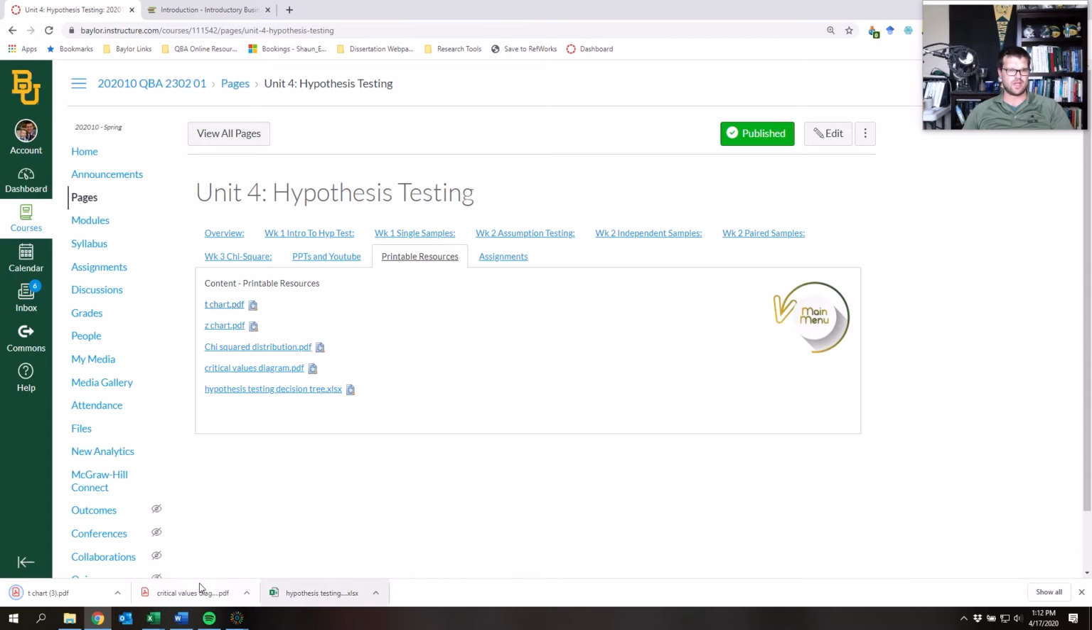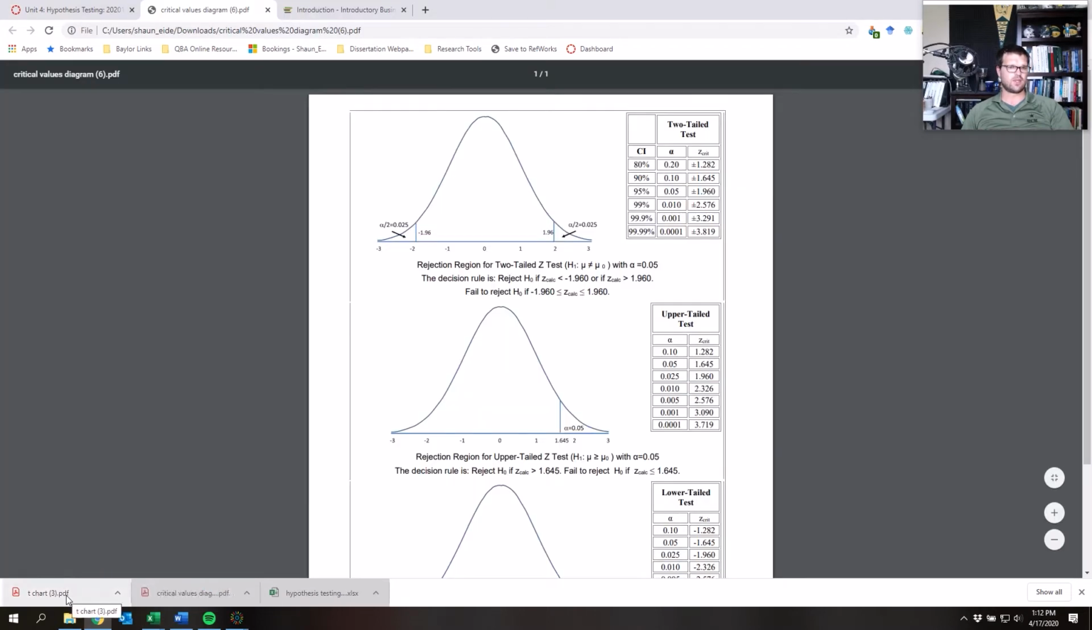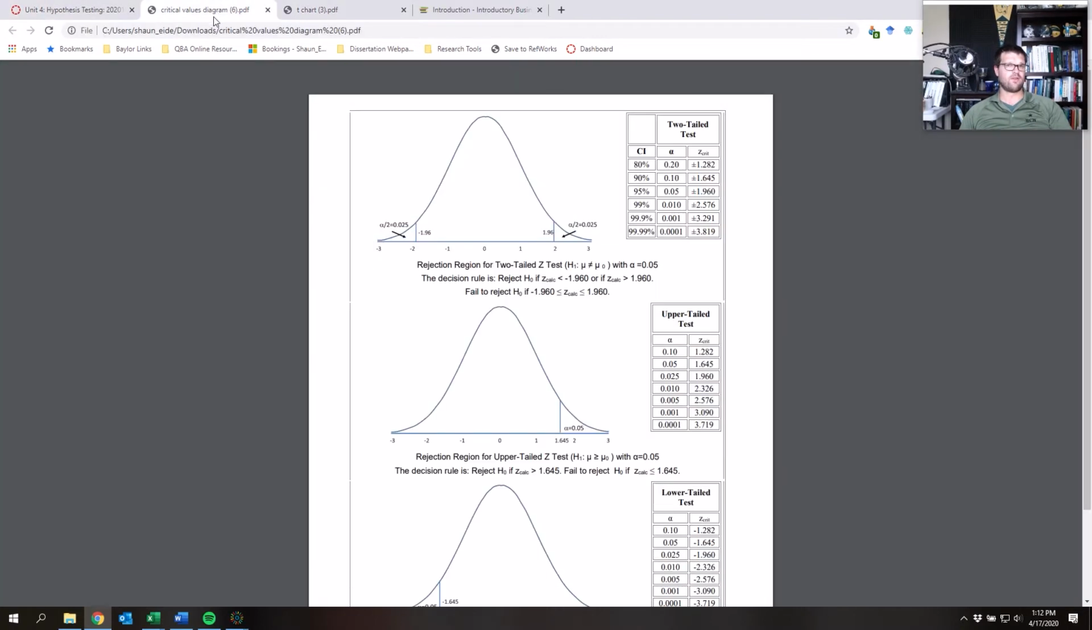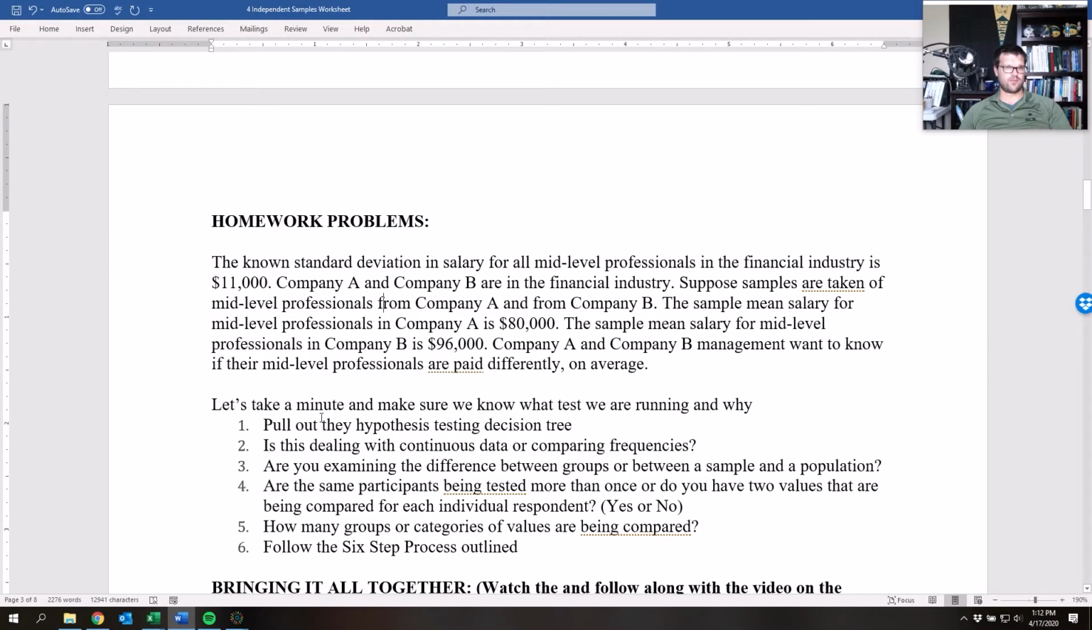So I'm going to have those down at the bottom. Actually, I'll open them up just so I can have them up and ready to go. So those are the three documents that you will most likely need. And so we'll open those and have those available. So let's go ahead and get started with the worksheet though. This right here is a problem from the book.